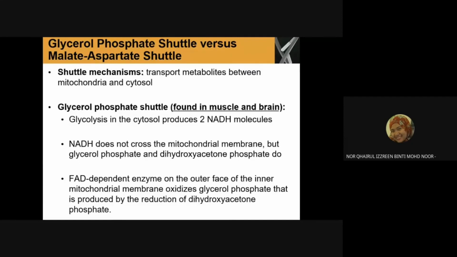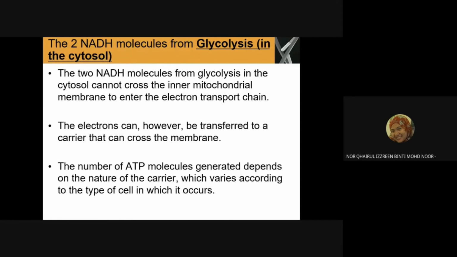What is this part? Shuttle. We have two types of shuttle because NADH from glycolysis, which occurs in the cytosol, cannot cross the inner mitochondrial membrane to enter the ETC. So they need the electron from NADH, so they need a shuttle that can transfer the electron across the membrane. So we look into it.